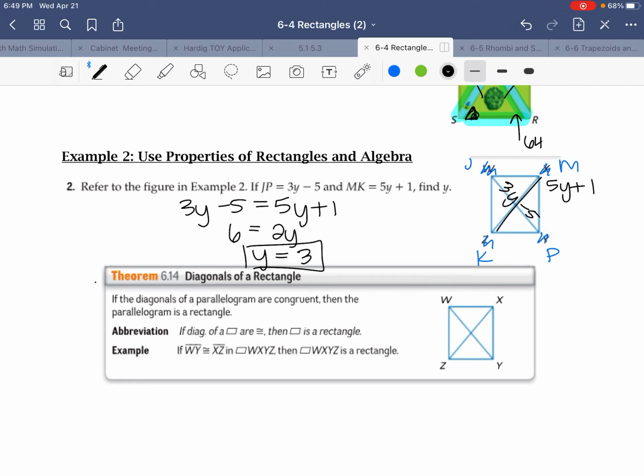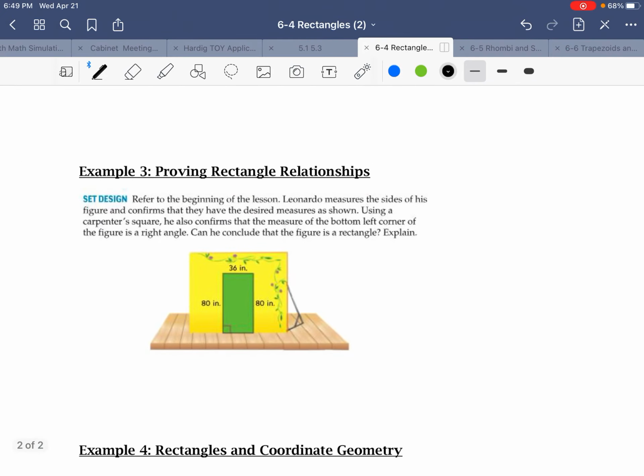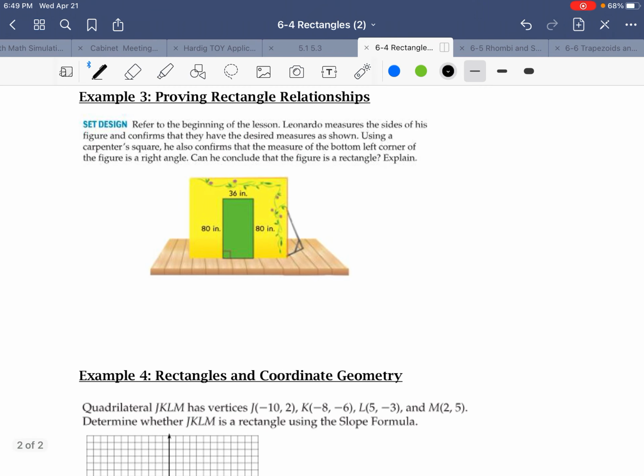So now we come to theorem 6.14, diagonals of a rectangle. If the diagonals of a parallelogram are congruent, then the parallelogram is a rectangle. And you know that based on the definitions and the characteristics given to us in the first examples. So we're now going to take that and apply it to actually prove rectangular relationships.